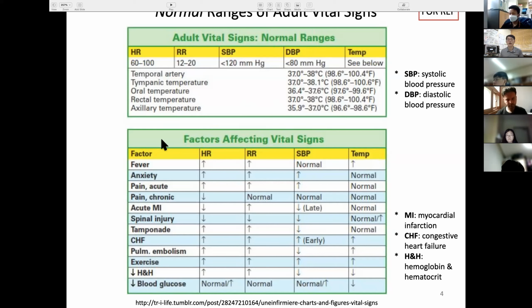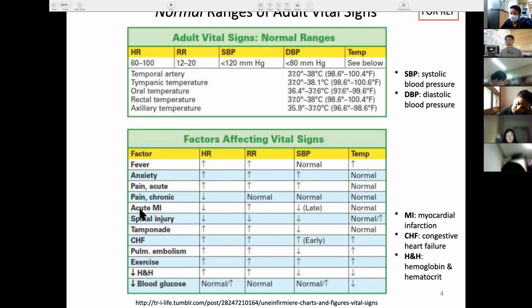And then what affects the vital signs? Vital signs are important because of the factors when you are in a certain type of condition or under a disease condition. So for example, of course, when there's a fever, your heart rate goes up, respiratory rate goes up, and your temperature goes up. And I picked some of the important ones.